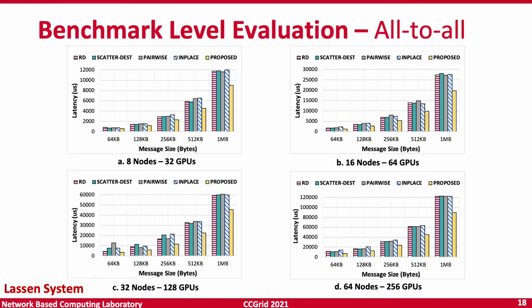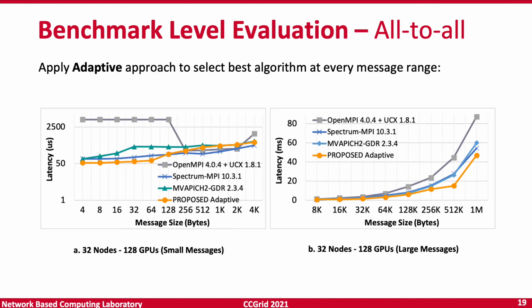So over here we show a benchmark level evaluation of all-to-all with existing algorithms compared to proposed designs on the Lawson system. We were able to scale from 32 GPUs on 8 nodes to 256 GPUs on 64 nodes, and for a message range from 64 kilobytes and beyond, we were able to show improvements. And then we also did a benchmark level evaluation of the entire message ranges to show an adaptive approach being used in all-to-all. Same thing that we did with all-gather. We evaluated this on 128 GPUs to show that we were selecting the best algorithm possible at every message range.